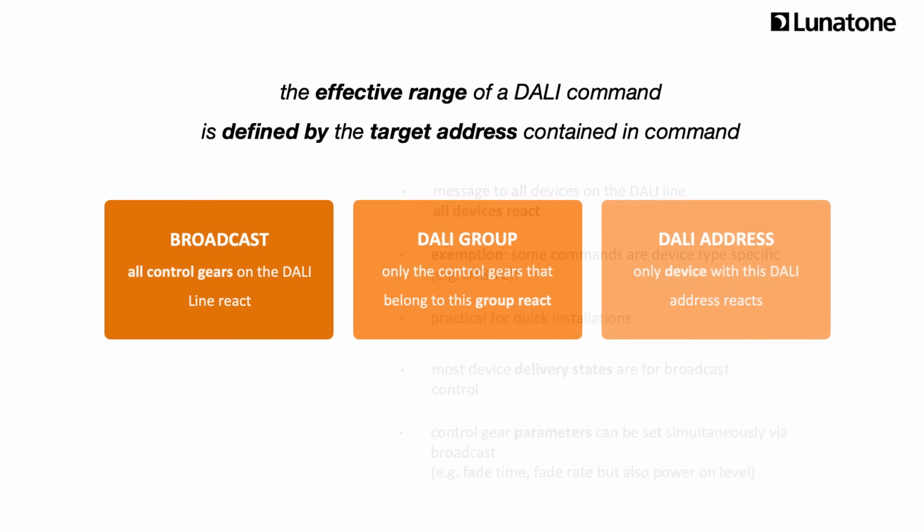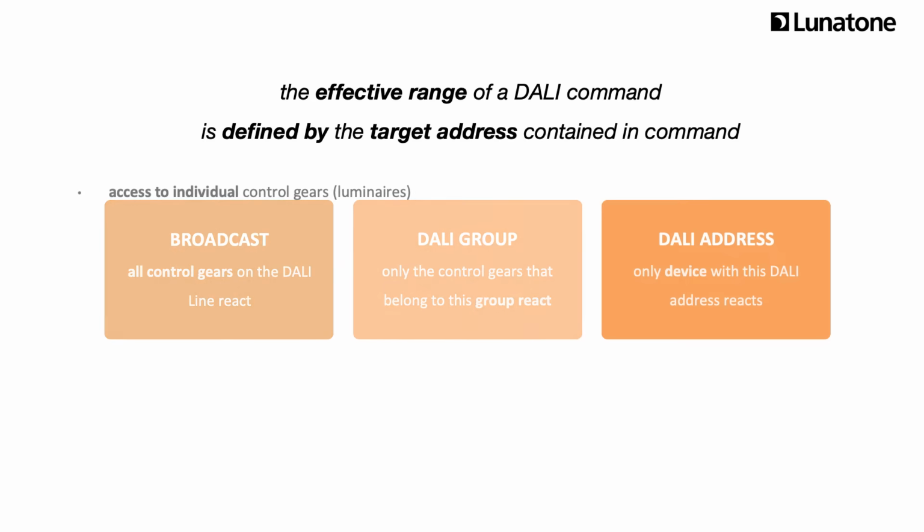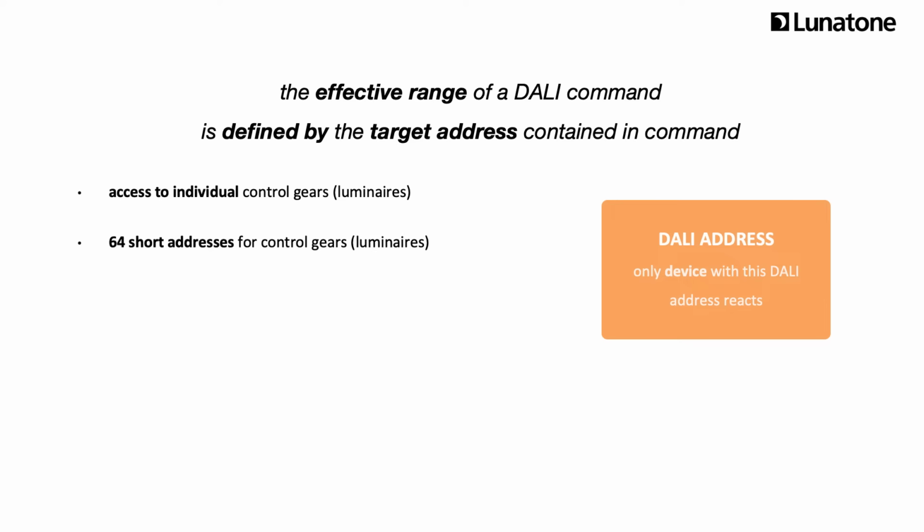If for an application, broadcast control is not sufficient and access to individual control gears is required, the devices can be addressed. As already mentioned, 64 DALI short addresses can be assigned to DALI control gears on the DALI line. More precisely, address 0 to 63. When new DALI control gears are delivered, the DALI standard requires that they do not have a DALI address. Until they are addressed, they will only react to broadcast commands.